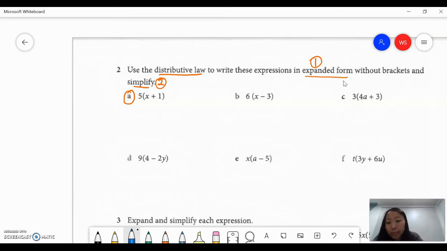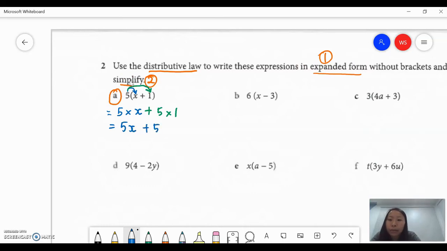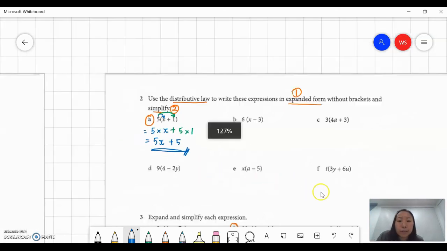So the distributive law will tell us that the number on the outside will multiply each term on the inside. So we have, firstly, 5 times x, then plus sign in the middle, 5 times 1 on the right side. Once you're done with phrasing this in expanded form, you begin to simplify, ensuring that you have your numbers up the front. So we have 5 times x being 5x plus 5. That's it for our first question, and that will be your answer, 5x plus 5.